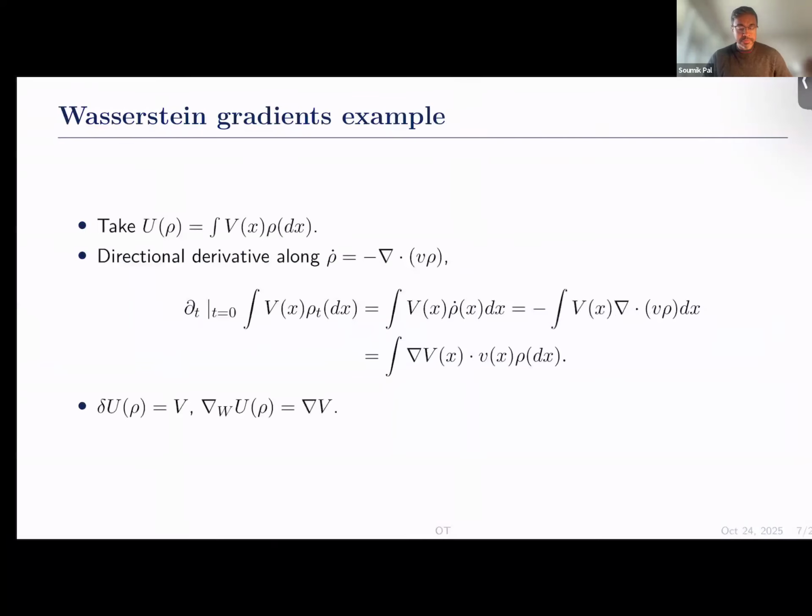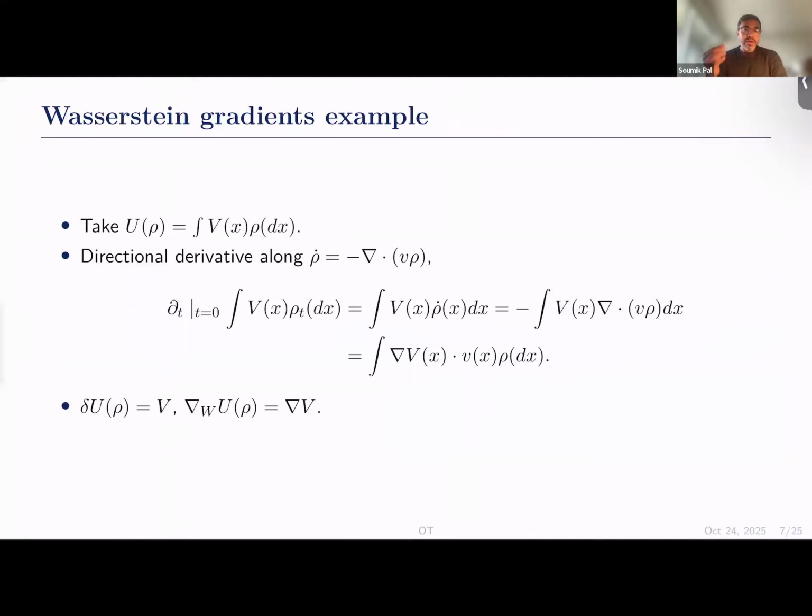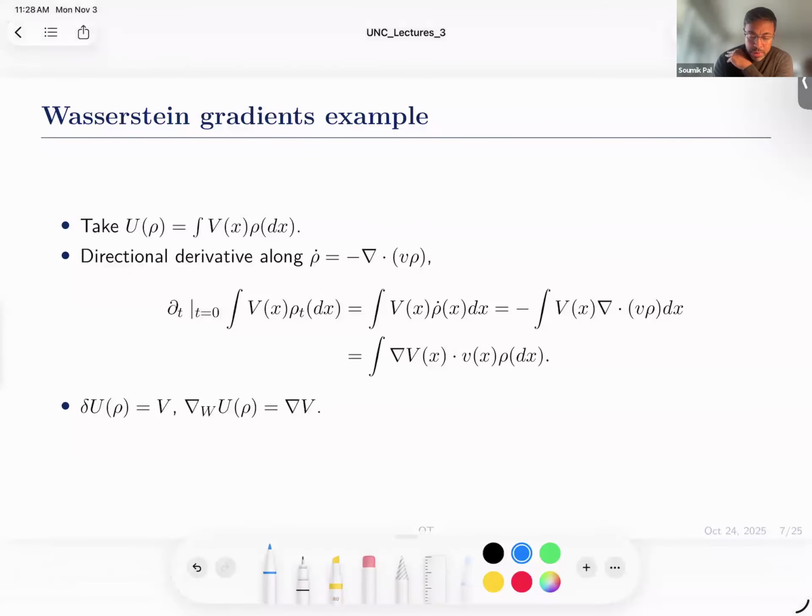All right, so let's see an example. My function is very simple. It's my potential energy function. So I have a function V, and I'm looking into u of rho. This is a function of my probability measure rho. This is a function u of rho, which is nothing but the integral of V(x) rho dx. Very simple function. Let's see what happens if I take directional derivatives. So I take a curve passing through rho.